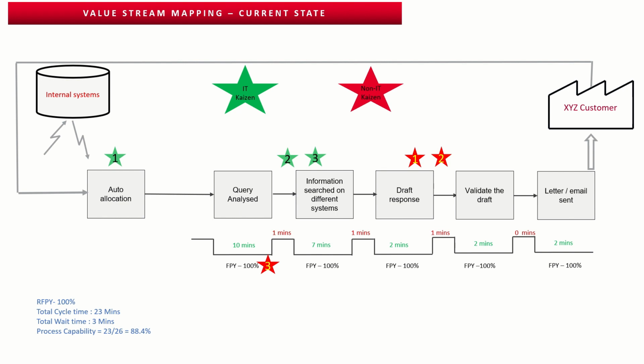First pass yield was 100%. Total cycle time was reduced to 23 minutes. Total wait time was gone. It is only 3 minutes now. So the process efficiency is 88.4%. So with the help of this particular project, the team was able to meet the goal of reducing the turnaround time from 8 minutes to 2 minutes. The customer satisfaction was enhanced and there was a lot of saving in terms of resource hours.